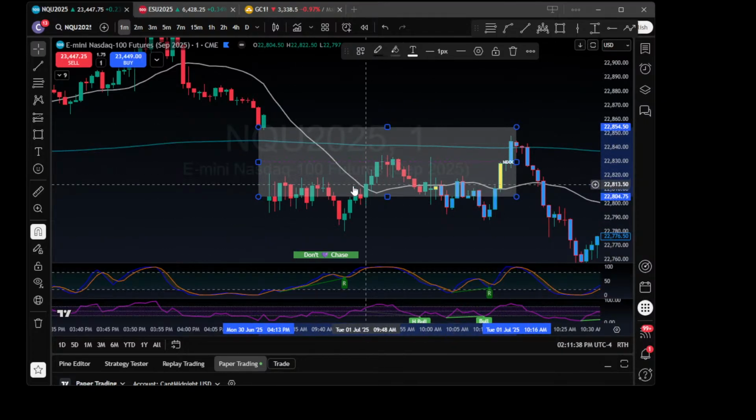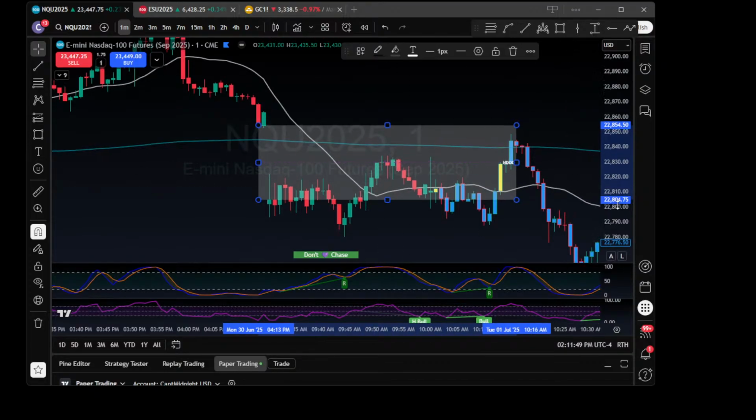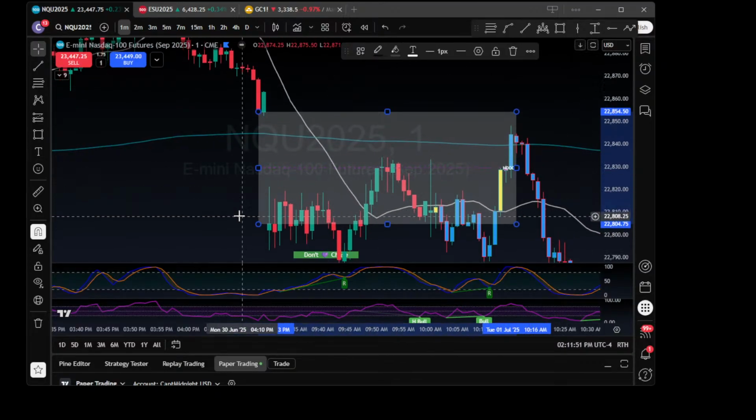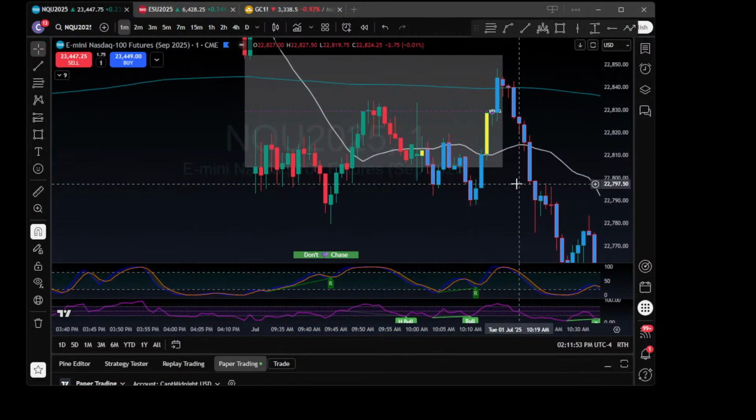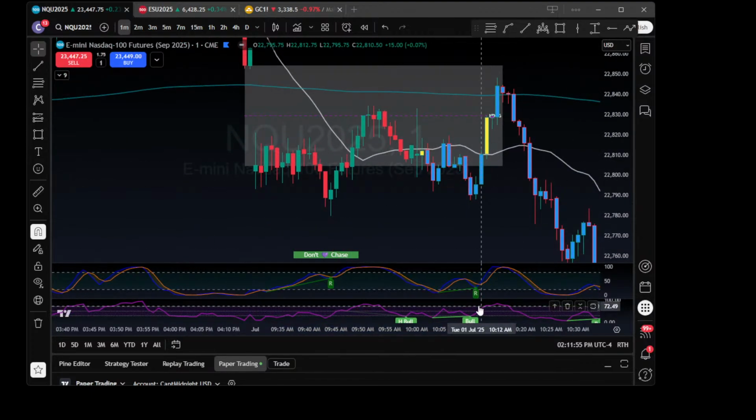The idea behind this is that after first presented fair value gap, it'll go back into at least 50% of that gap. And it's a quick scalp after open. And I already did this one, and then I was like, hey, might as well film it. So I know the outcome of this one already, but let's go over it.